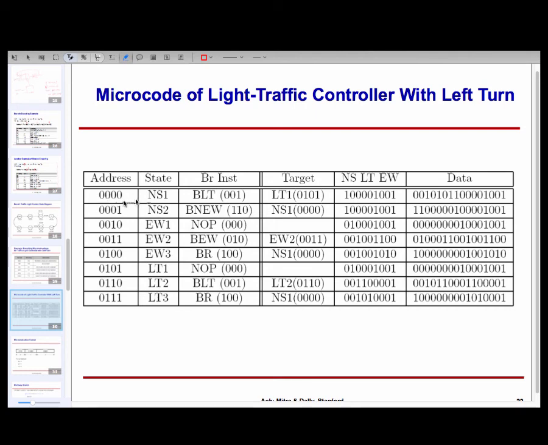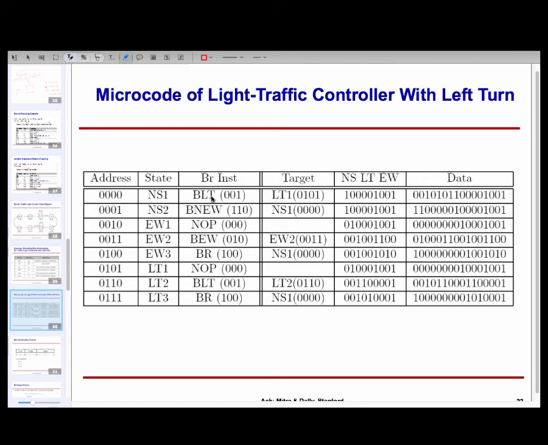So address 00, I call it NS1. Address 1, I call it NS2. Address 10, I call it east-west 1, east-west 2, east-west 3, LT1, LT2, and LT3. And then what I do out here is I put the instructions.